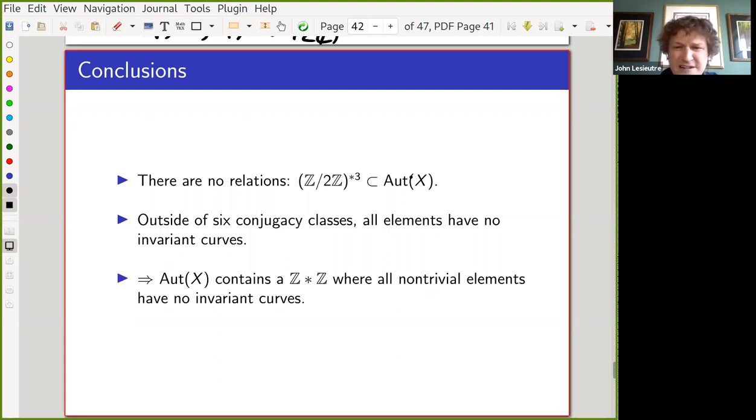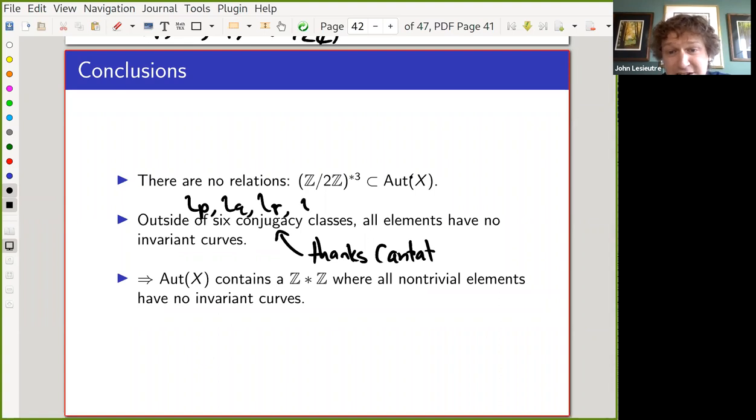With a little more work, Serge Cantat told me how to do this. You can see that not only does the composition of the three involutions have no invariant curves, but unless you look at one of the 6 conjugacy classes of the involutions themselves, which of course have invariant curves, and the compositions of just 2 involutions, which have the Coble curves as invariant curves, outside of those 6 conjugacy classes, all the maps have no invariant curves.